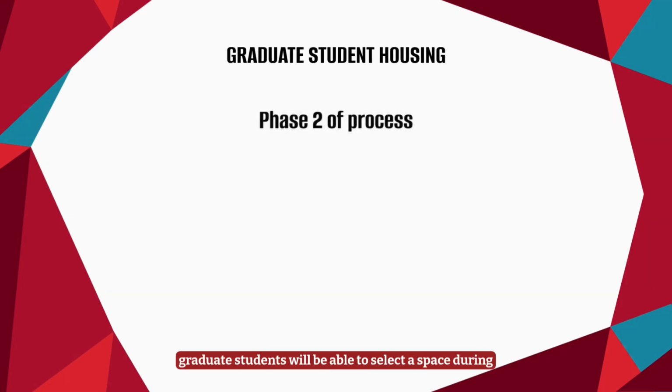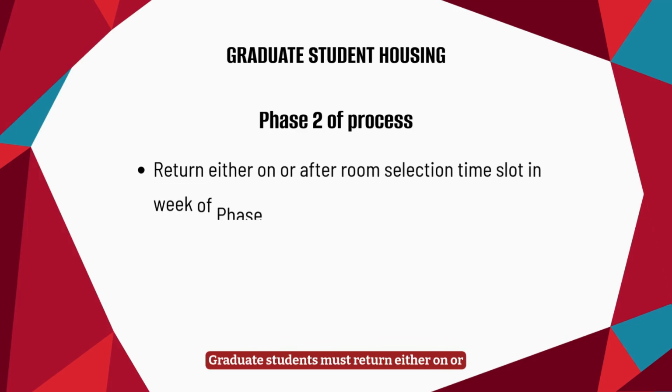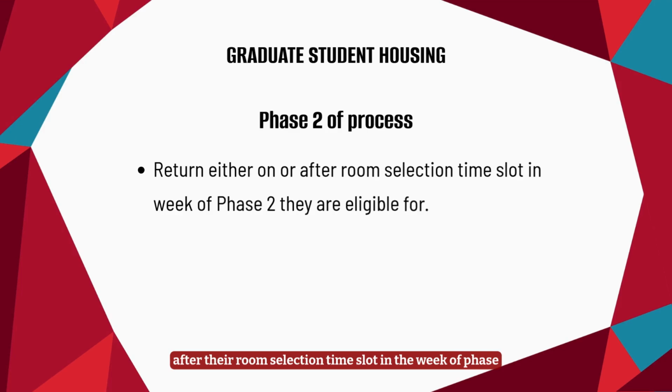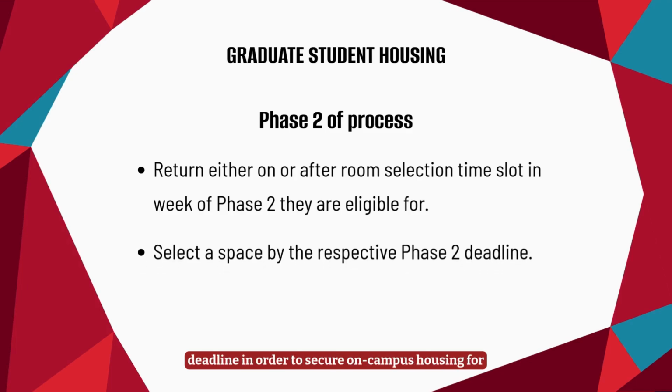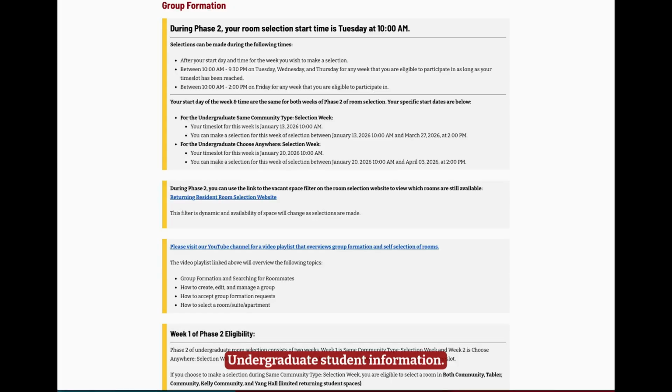Once groups are formed, graduate students will be able to select a space during the respective week of selection in Phase 2 of the process. Graduate students must return either on or after their room selection time slot in the week of Phase 2 they are eligible for in order to make a selection. Students must select a space by the respective Phase 2 deadline in order to secure on-campus housing for the upcoming academic year.